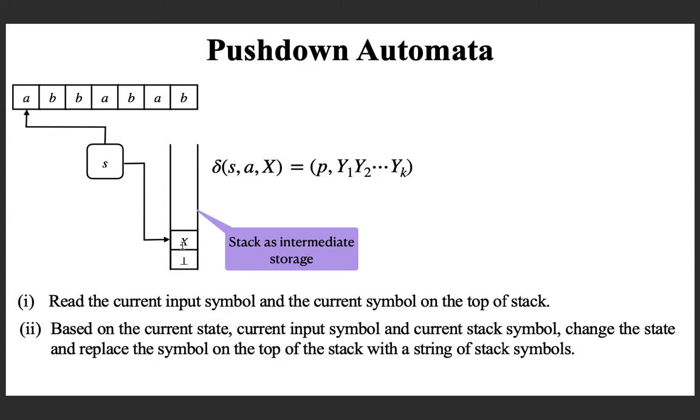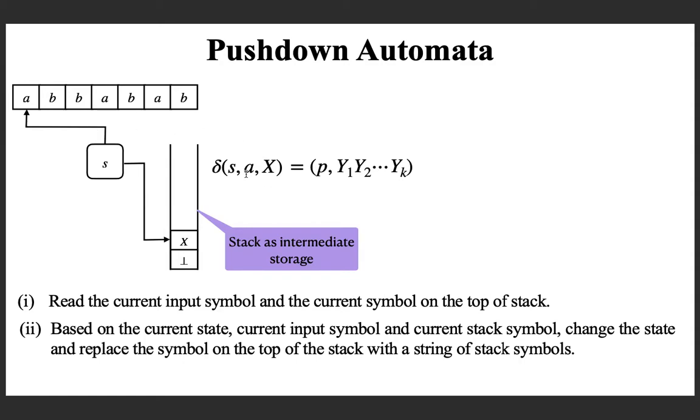Note that here the input symbols, that is the input alphabet, and the stack alphabet are different. In this example, there are two symbols shown on the stack. They are this bottom symbol and capital X, and here the input symbols are small a and small b.